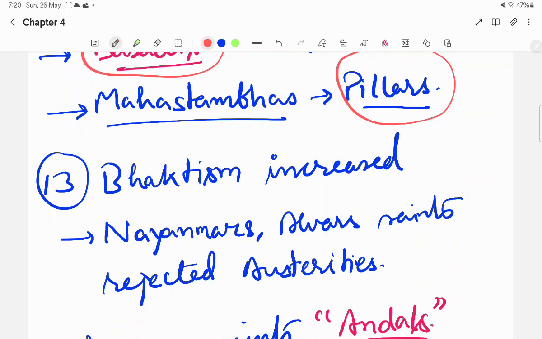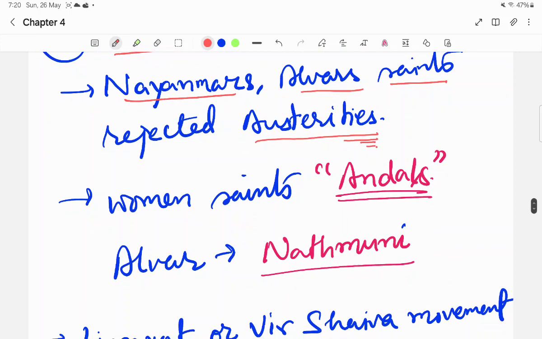Then Bhaktism also increased, and Nayanmars and Alvar saints grew during that period, and they rejected the austere life. They used to live a normal life where material things also had importance, right? And women saints were called Andals, and there were many Alvar saints who were famous. One among them was Nath Muni. So Nath Muni was also famous during that time.